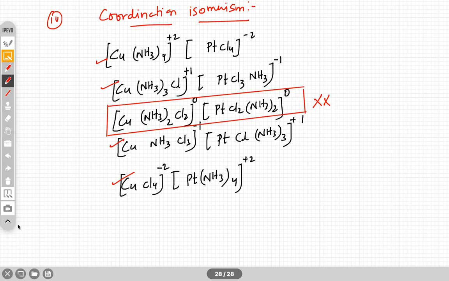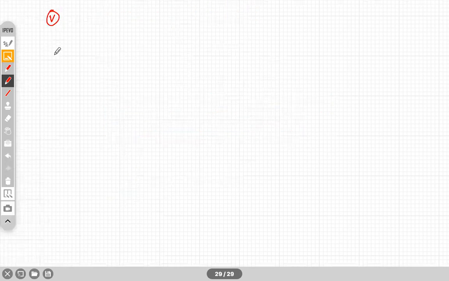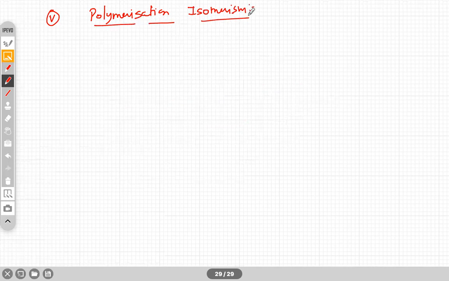So one last type here, we'll finish it. Write down the next one, that is polymerization isomerism. This type of isomerism exists in compounds having the same stoichiometric composition but different molecular composition.